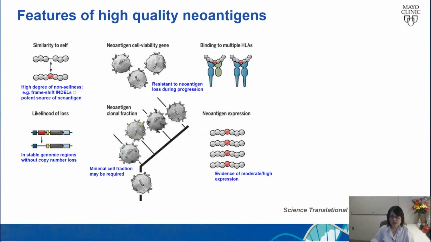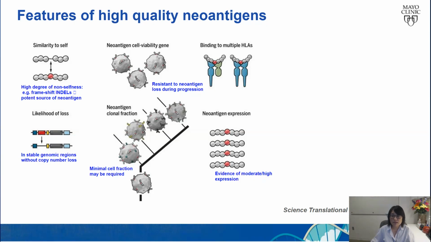The features that constitute high-quality neoantigens, from left to right, top to bottom, include first, a high degree of non-selfness. For example, as I just mentioned, neoepitopes from frame-shifting indels have a higher degree of non-selfness compared to peptides with a single amino acid change.